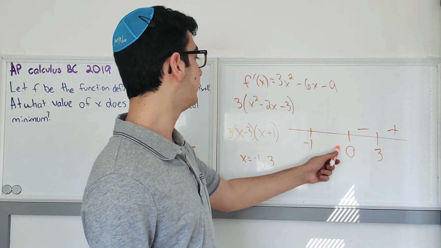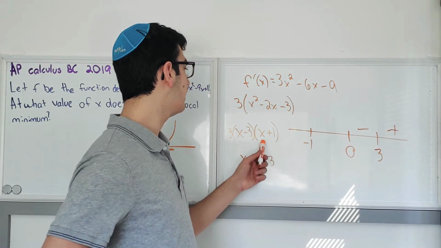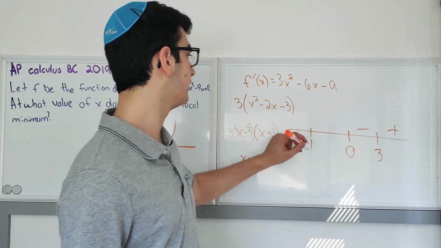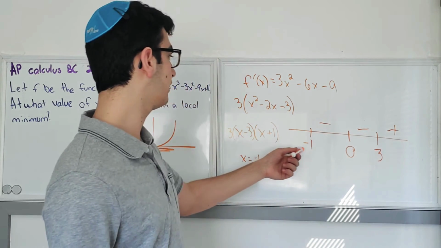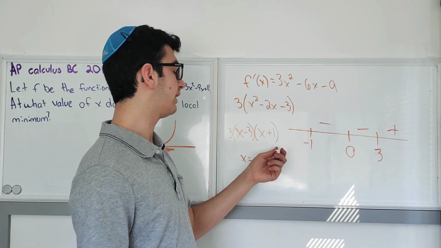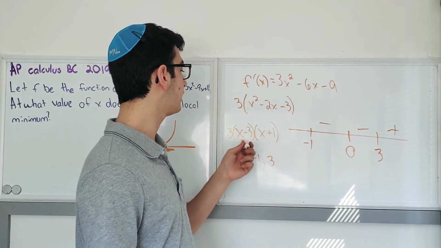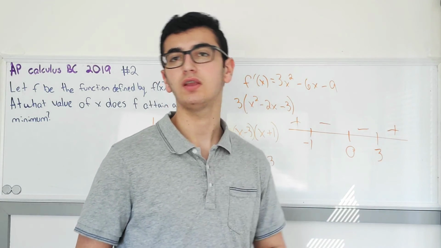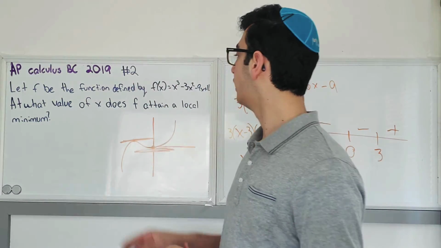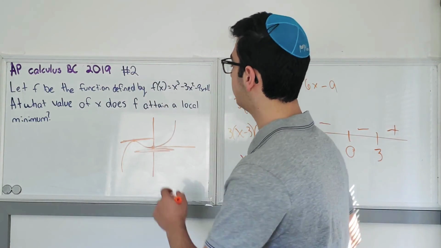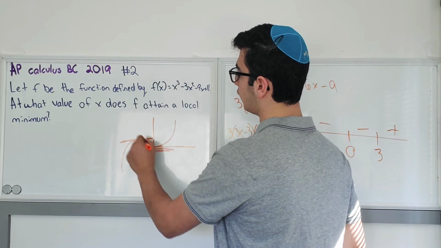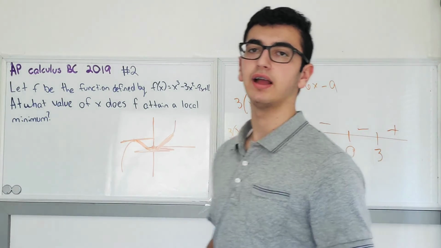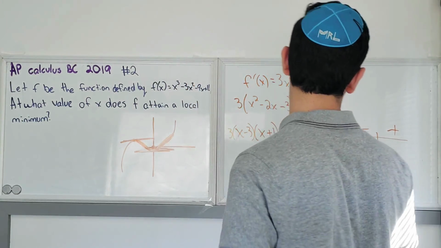And now between negative 1 and 0, this is going to still be positive, and it's going to be the same thing. But when we have like negative 5 or something, this is going to be negative, and this is going to be negative, so we're going to have a positive over here. Okay, so for it to attain a local minimum, you can see that the derivative goes from negative to being positive. So we need to find where the derivative goes from negative to positive.